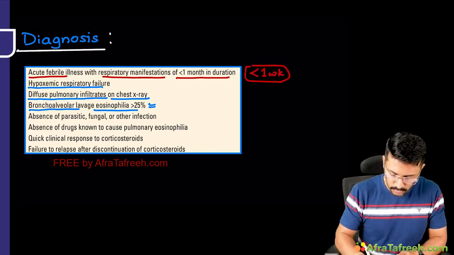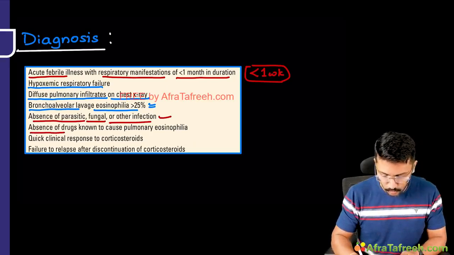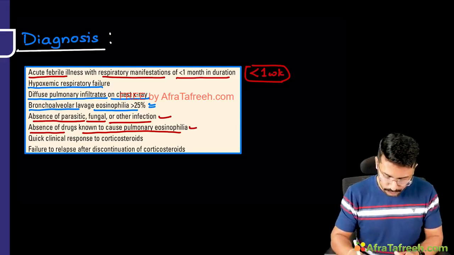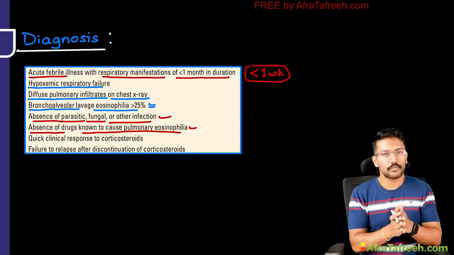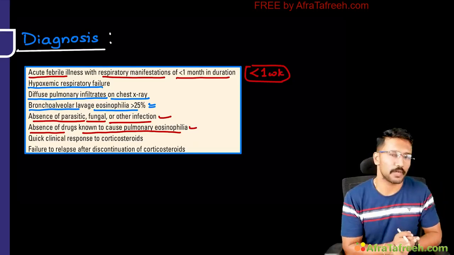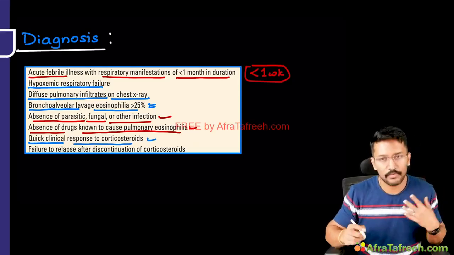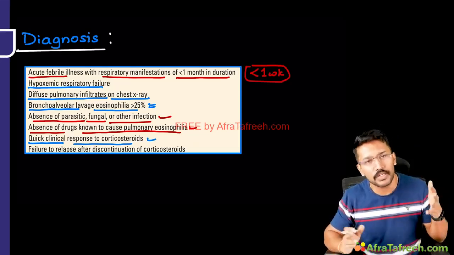Obviously, we have to rule out other causes for the eosinophilia. So parasitic, fungal or other infections should be ruled out. And also the drugs known to cause pulmonary eosinophilia like NSAIDs and antibiotics should be ruled out. Now, the last thing is, we have to remember that acute eosinophilic pneumonia has excellent response to steroids, and it is one of the defining features of it. So there is a quick clinical response to corticosteroids. Most of these patients improve within 48 hours of initiation of steroids.